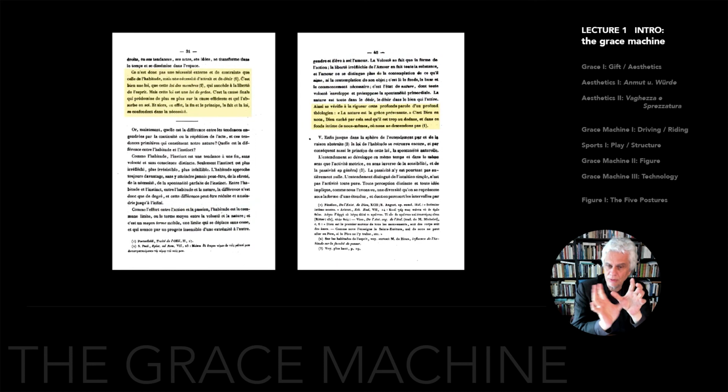But prevenient grace means actually being enabled. So it's God in us. So the idea of transcendence returns here. It's now God in us. That's what he writes here: Dieu en nous, Dieu caché par cela. So that means that he's actually quite aware of this transition of the inside out and the outside in.